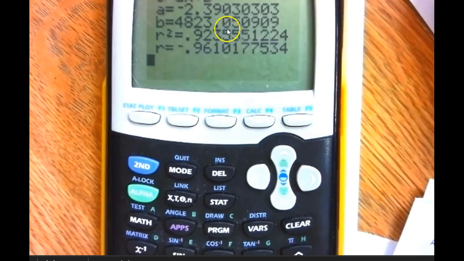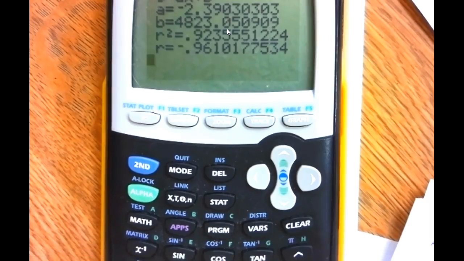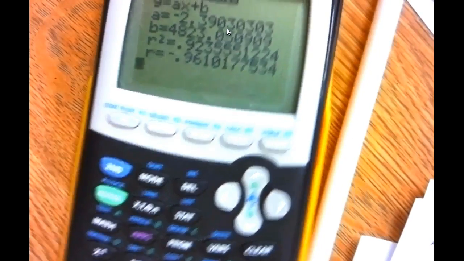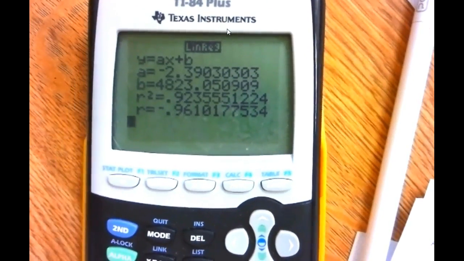Okay, the last thing it asks is about the year 2014. So again, you have to take your data and plug in 2014. So it'd be negative 2.39 times 2014 plus 4823.